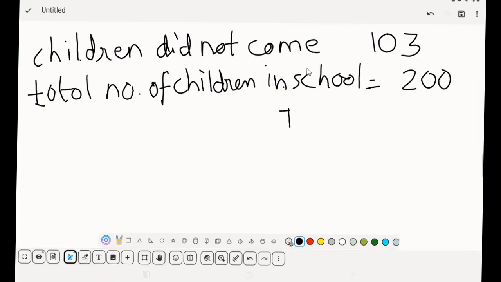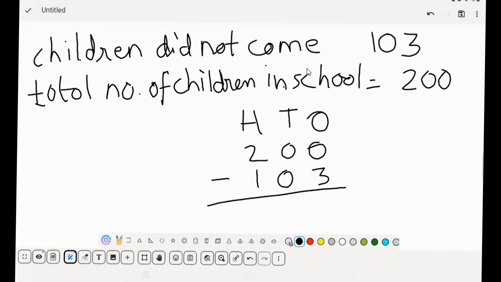So write the number in HTO pattern. So here you will write 200. Now subtract 103 from 200. Then you will get the answer. So we have to subtract the 3 from 0. Now you don't have anything and you need to subtract 3 from it. So then you need to borrow from the tens group. Okay. So how will you do that?